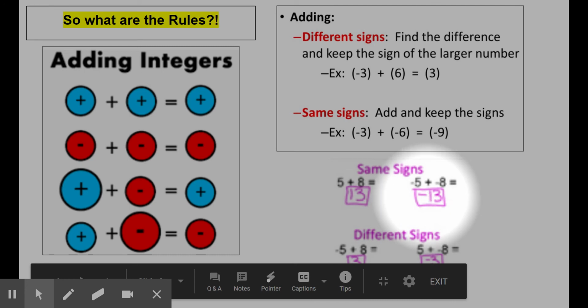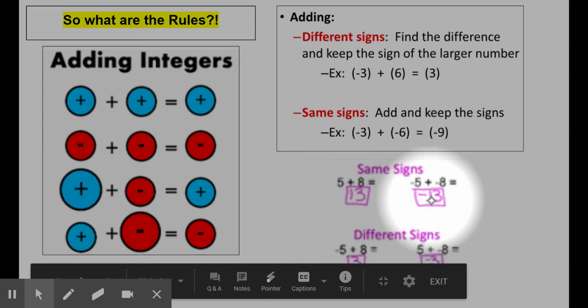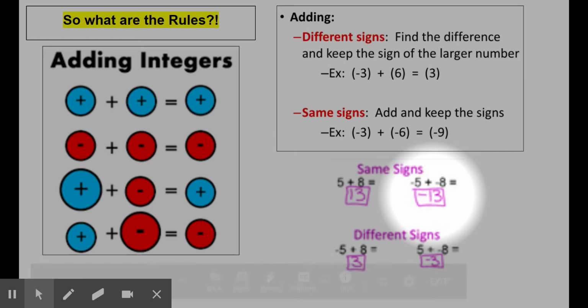Okay, I just want to be careful with saying a larger negative number. Yes, it's a bigger number as we know it, like 13, but the farther we go away from zero in the negative direction, the smaller the quantity actually is.